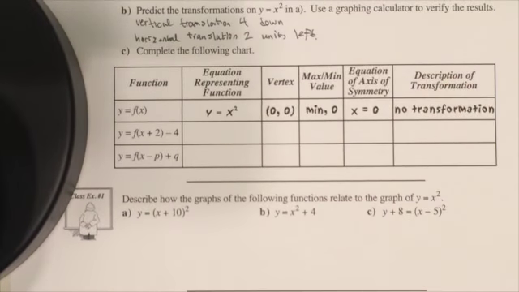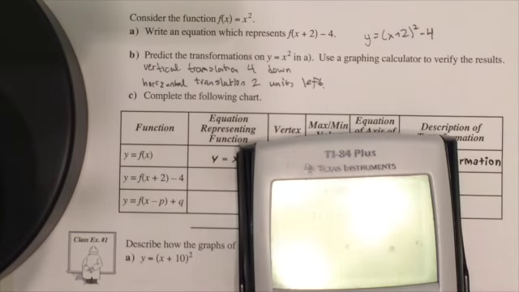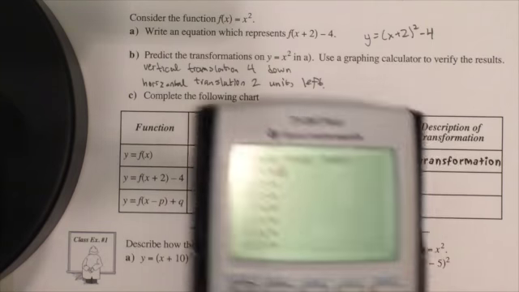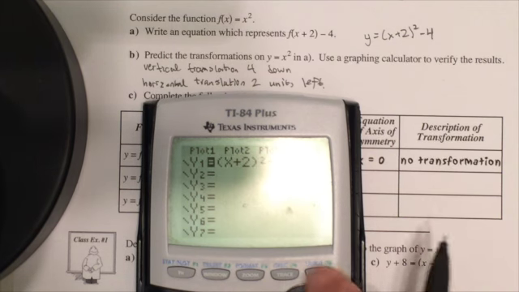Okay? All right, so now we need to graph this on our calculators to see if we were actually right. And remember, we were graphing the equation y is equal to x plus 2 squared minus 4.